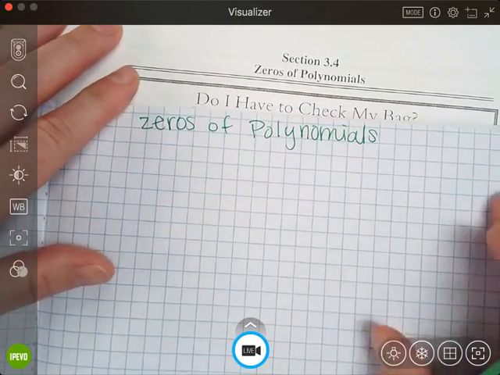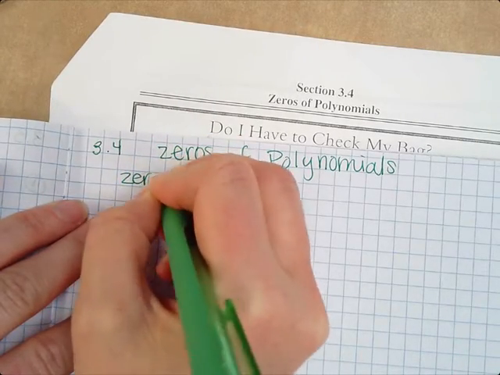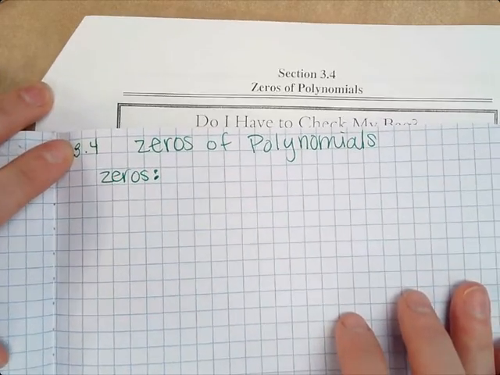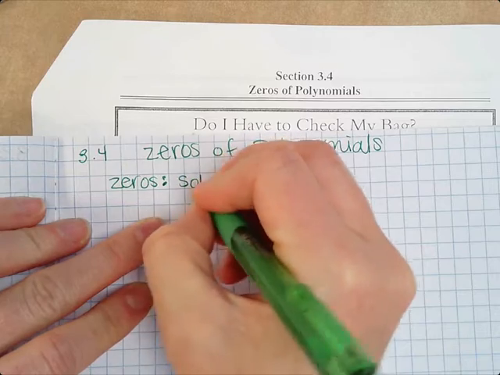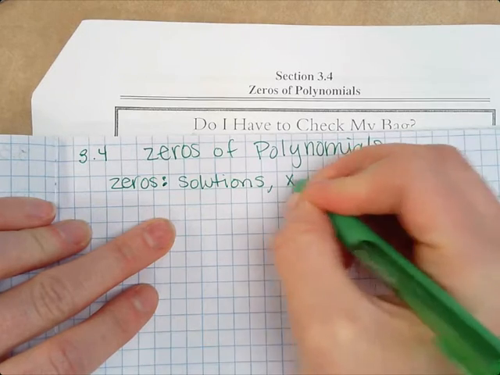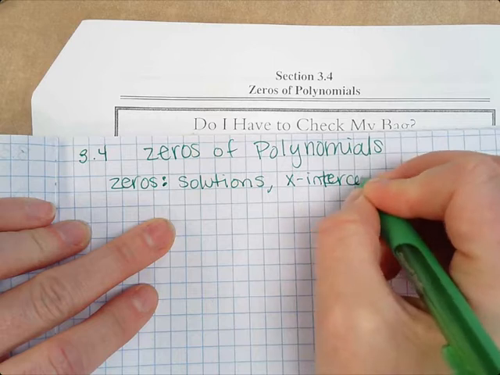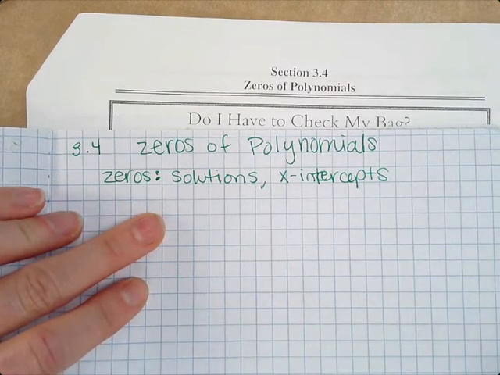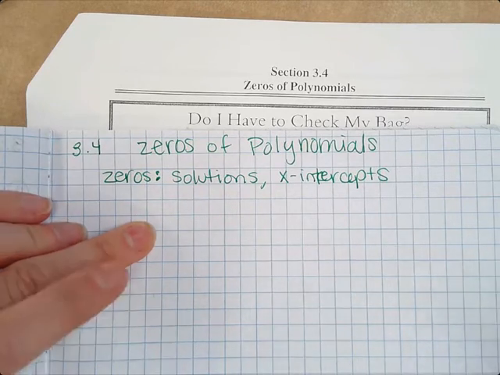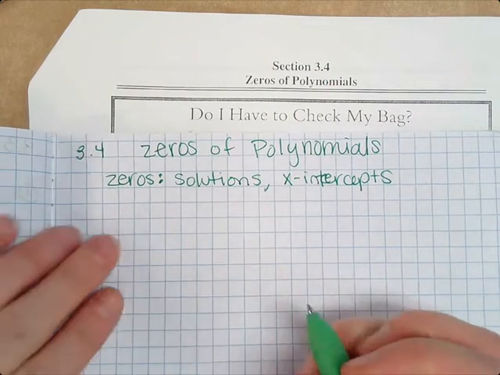3.4 is about the zeros of polynomials. So let's remember what zeros are. Zeros are the solutions to the polynomial. They're also called your x-intercepts. It's where it crosses our x-axis. So we can use a rational zero theorem to figure out how many zeros.